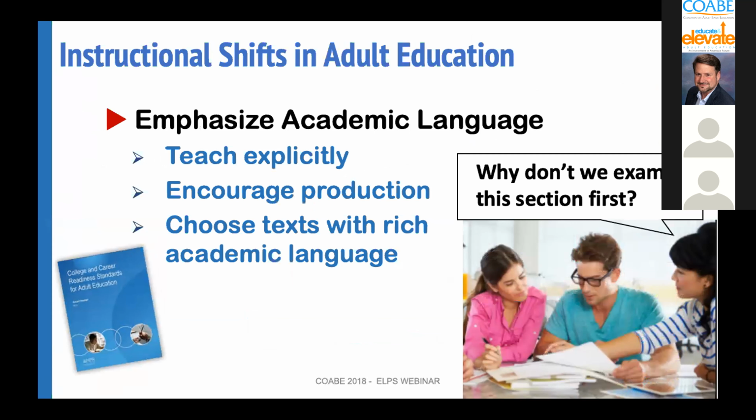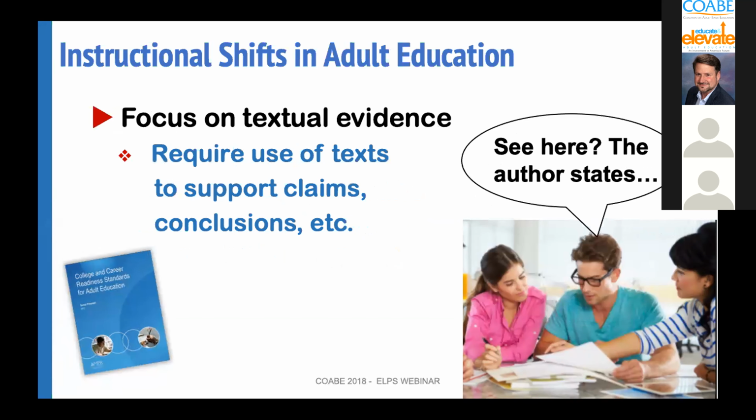A second shift is an emphasis on academic language. We need to teach this language, and you can also think of it as Kinsella does as professional language, so we don't always have to put the word academic around it, but it is the language of texts, it is the language of tests, and it is the language of power, according to Robin Scarcella. So we need to teach this language explicitly, encourage the production of this language, and choose texts with this rich academic language. And the last instructional shift that we're going to discuss is a focus on helping learners focus on textual evidence and requiring them to refer specifically to the text to support their claims and conclusions about the text.